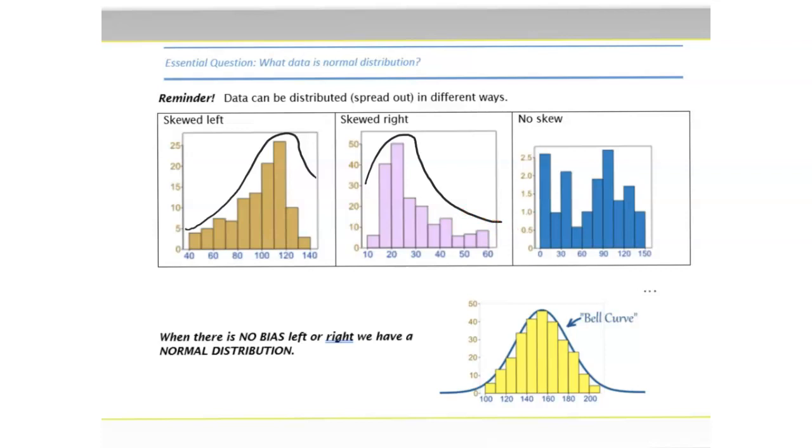And then we can have something that's called no skew at all. And we'll talk about examples of when we have data that is skewed left, skewed right, as well as no skew. The last one that we'll talk about is normal distribution. Notice how it's evenly distributed across this particular curve. We'll talk about that too. So first, let's look at an example of skewed left.